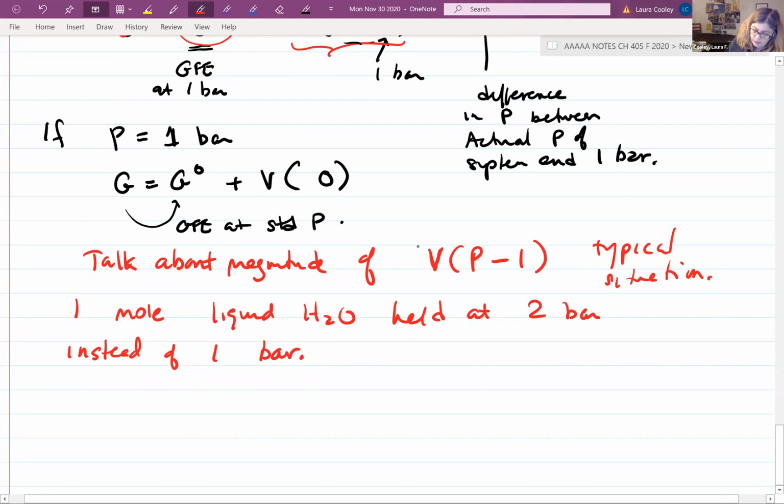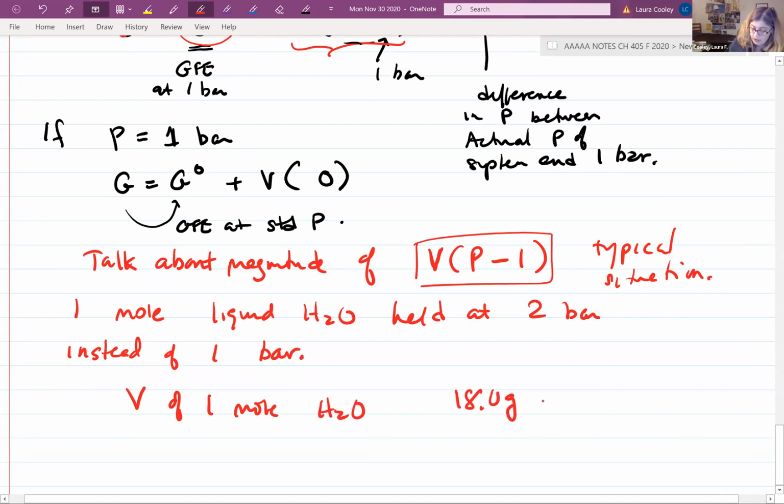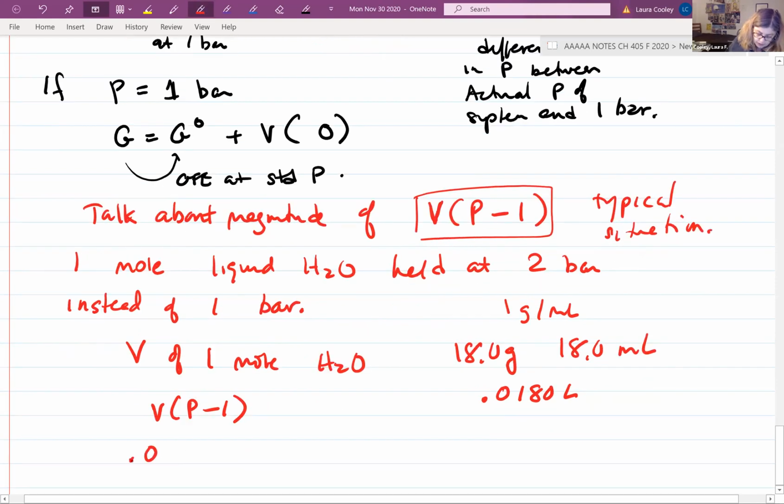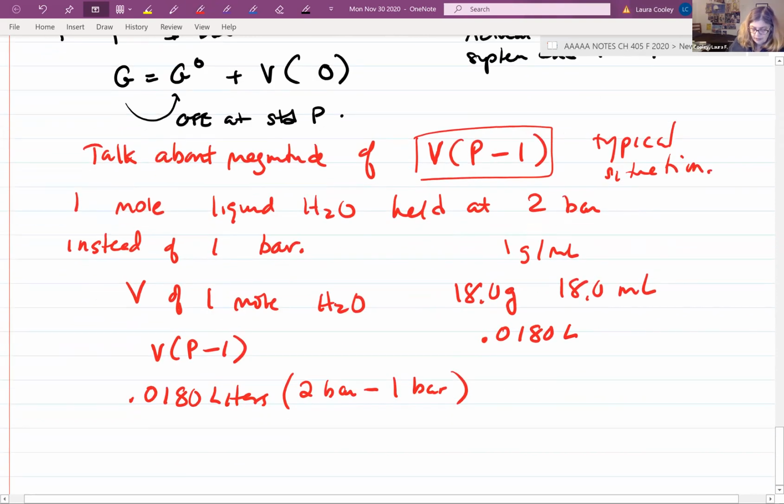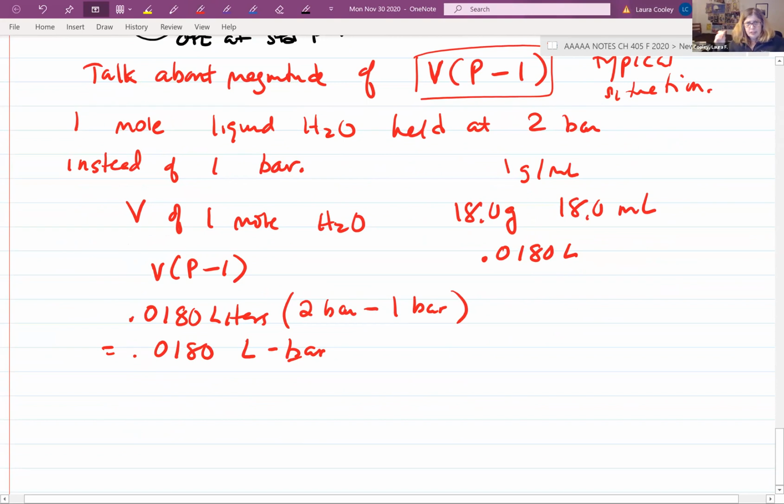So what I want to know is what happens to this term? What is the magnitude of V times (P minus 1)? So the volume of 1 mole of water, right? That's 18 grams. That's 18 milliliters, right? It's 1 gram per milliliter. So that's 0.018 liters, okay? So V times (P minus 1) is going to be 0.018 liters times 2 bar minus 1 bar. So that's 0.0180 liter bar. Well, that's a funny unit, but we know what to do with that unit, right?